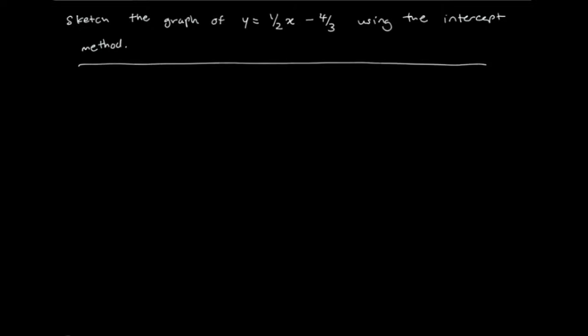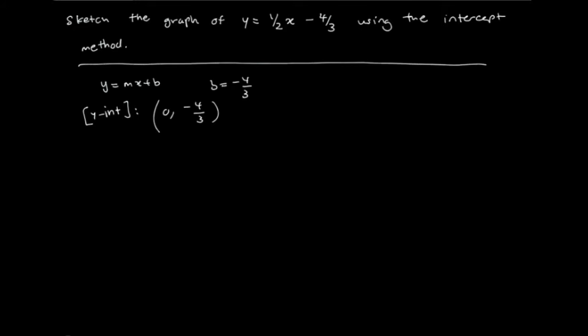All right, let's sketch the graph y is equal to 1/2 x minus 4 over 3 using the intercept method, right? So this is basically our slope-intercept form of a linear equation, right? And because we know the b value, right, in this case b value here is negative 4 over 3, that b value represents our y-intercept, right? So our y-intercept here is already given, so we don't really have to calculate it. It's basically 0 and negative 4 over 3, okay?